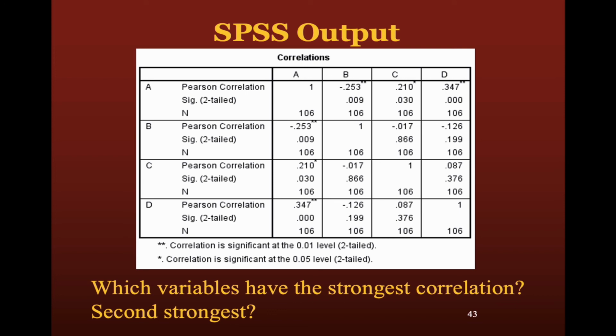All right, so which variables have the strongest correlation? Again, all you need to do is look at the actual Pearson's correlations. A and B is negative 0.253, A and C is 0.210, A and D is 0.347. It looks like it's A and D, 0.347. And the second strongest looks like that would be B and C at negative 0.253.